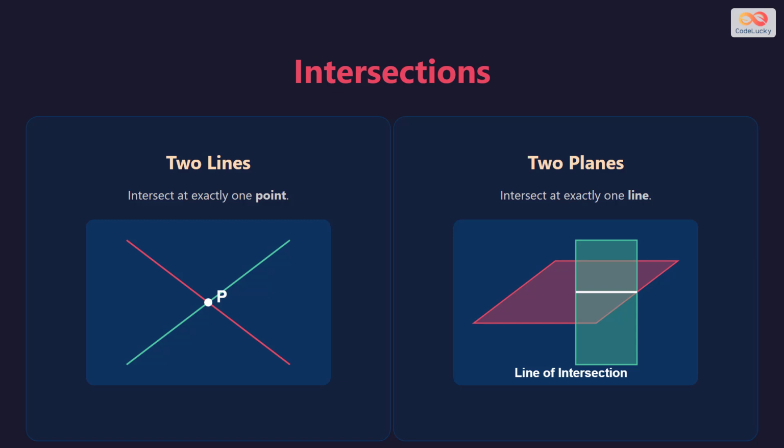What happens when these figures meet? When two different lines cross each other, their intersection is exactly 1 point. However, when two different planes intersect, they meet at a line. Think of two walls meeting in a room. The corner where they touch forms a vertical line.